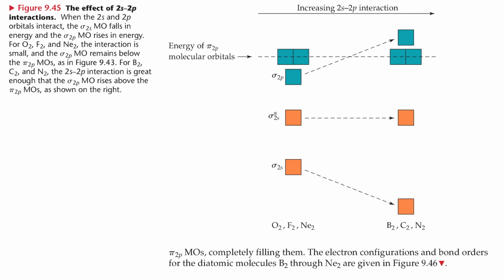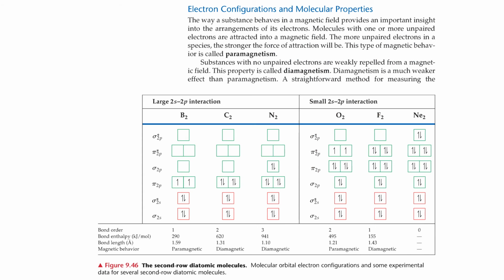Figure 9.45, the effect of 2s-2p interactions. When the 2s and 2p orbitals interact, the sigma 2s molecular orbital falls in energy and the sigma 2p molecular orbital rises in energy. For oxygen, fluorine, and neon, the interaction is small and the sigma 2p molecular orbital remains below the pi 2p molecular orbital, as in Figure 9.43. For boron, carbon, and nitrogen, the 2s-2p interaction is great enough that the sigma 2p molecular orbital rises above the pi 2p molecular orbital, shown on the right.